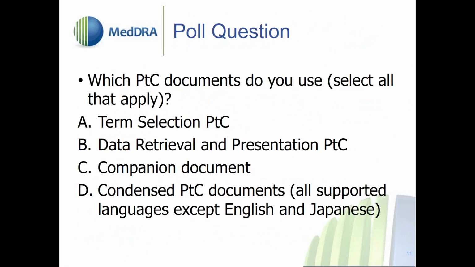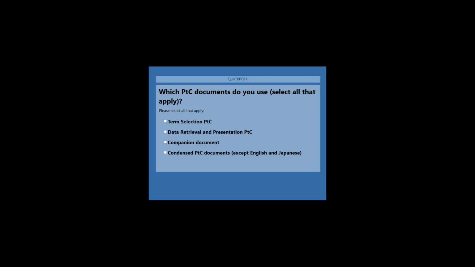And now we have another poll question for the audience. And of course, if more than one answer is applicable, please choose all that apply. Which points to consider documents do you use in your organization? A, the term points to consider document, or B, the data retrieval and presentation document, or C, the companion document, or D, the condensed form of the points to consider document. So we'll give you a few seconds to answer. Please let us know which documents you use internally, and if, of course, more than one, you can choose more than one.